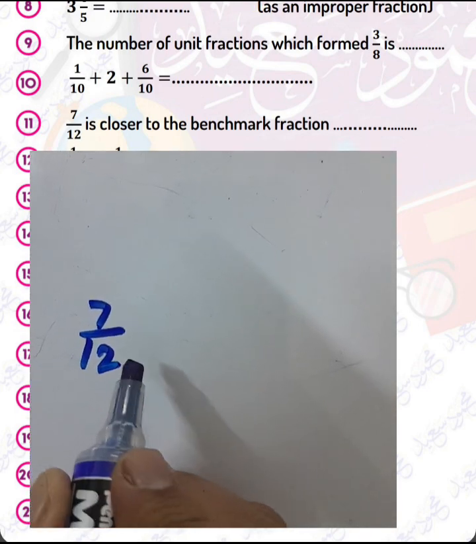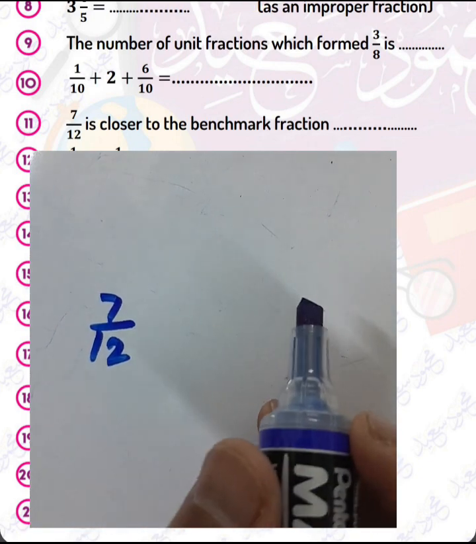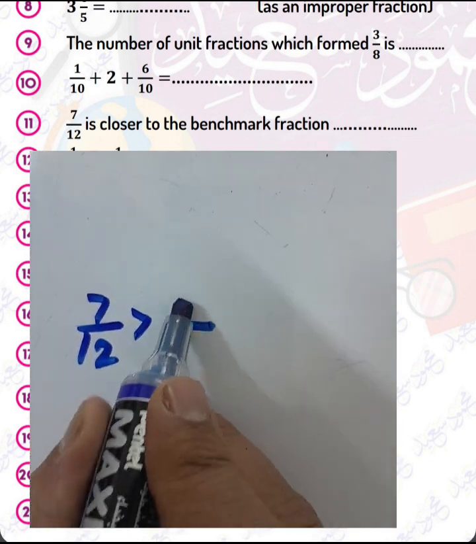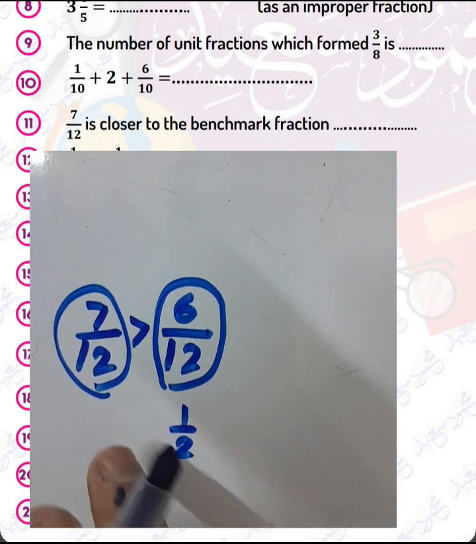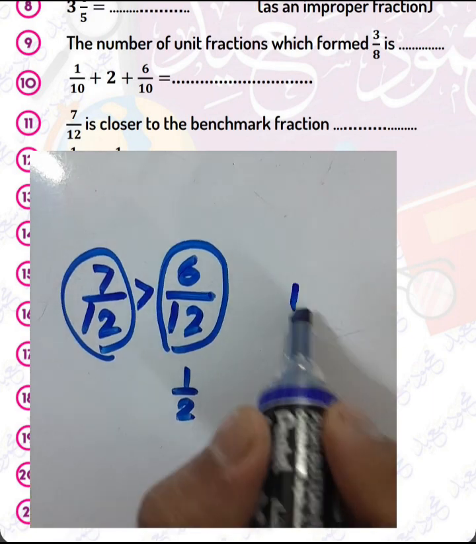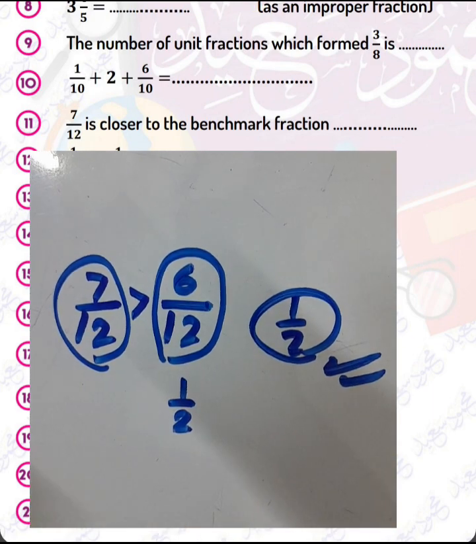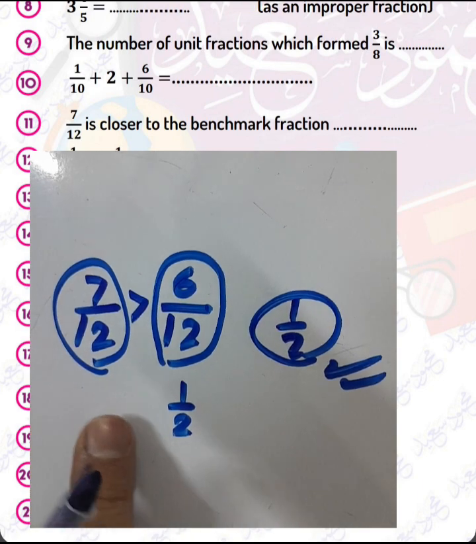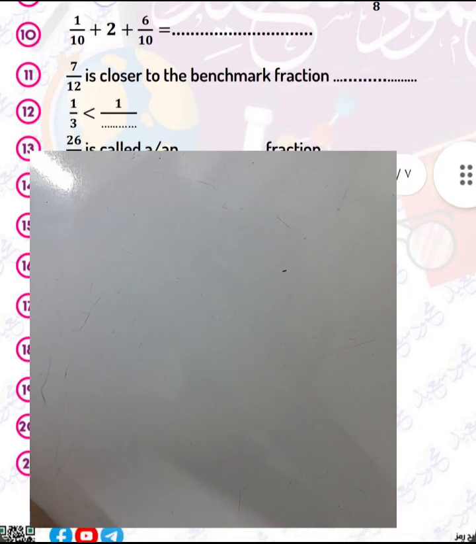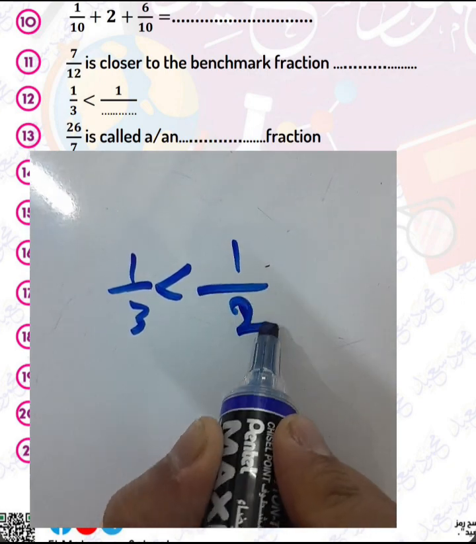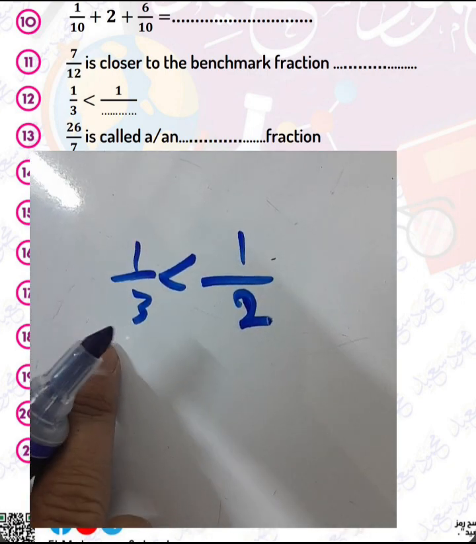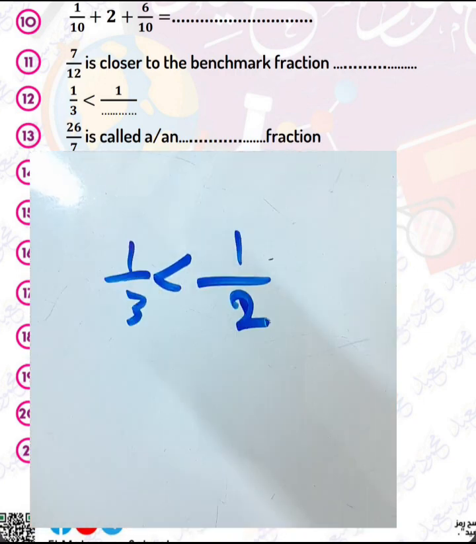Question number 11. 7 over 12 is closer to which benchmark? We know 7 over 12 is greater than 6 over 12, and 6 over 12 is half. Then 7 over 12 is closer to half. The result will be half by using benchmarks. Next, 1 over 3 is less than 1 over 2, because we have like numerators.